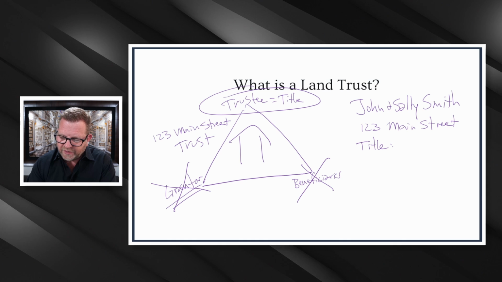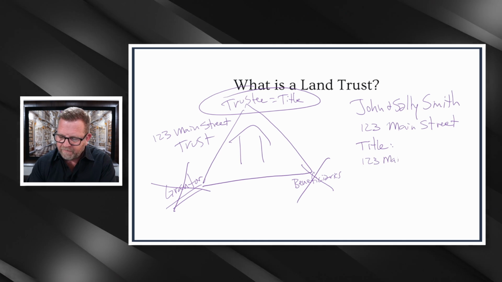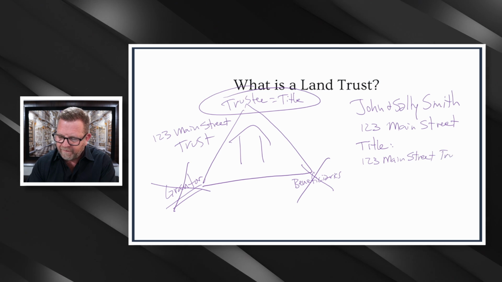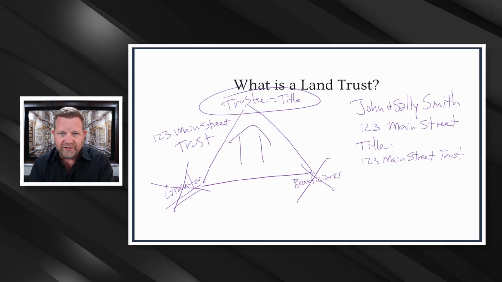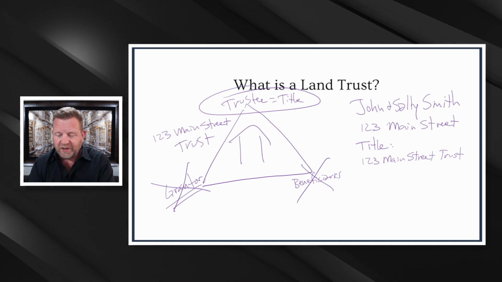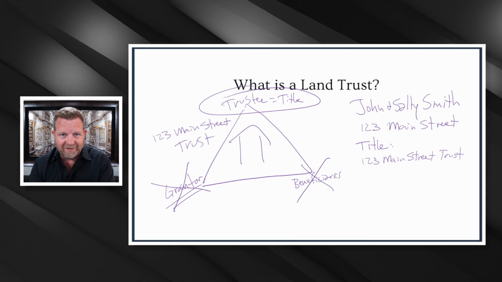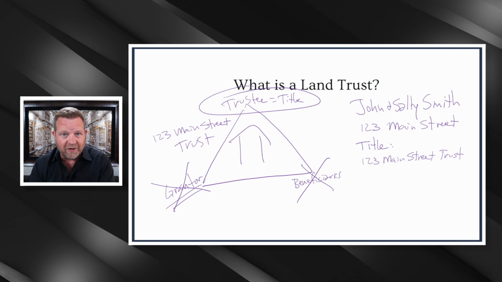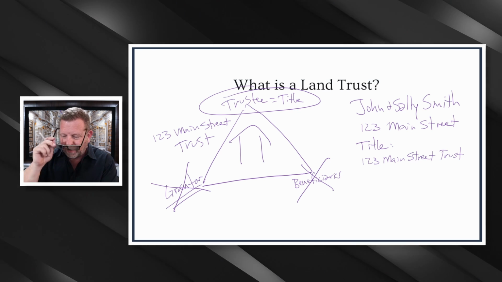Now when we put title on there, it'll be 123 Main Street Trust. I use the address of the property as the title of my land trust. Some people use names, so this could be the Smelly Feet Trust. It doesn't have to be filed with any Secretary of State. We don't care. It could be the Mickey Mouse Trust for all I care. But at the end of the day, it's not your name on it.